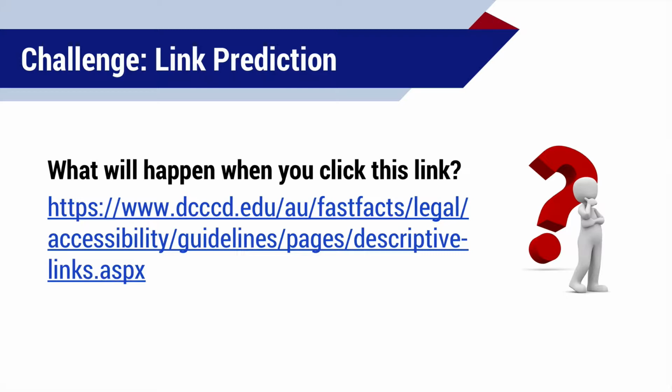https://www.dccd.edu/au/fastfacts/legal/accessibility/guidelines/pages/descriptivelinks.aspx. If you guessed, based on the various keywords in the URL, that it takes you to a page on the DCCCD website that talks about accessibility guidelines and descriptive links, you're correct. But would there be an easier way to get that message across? One that doesn't require reading through quite so many parts of a web address?